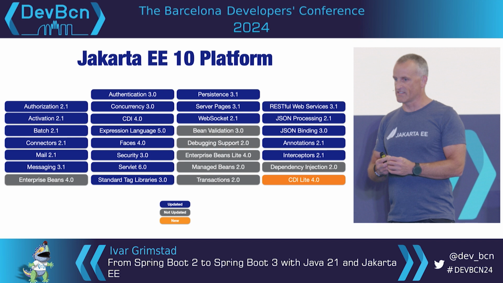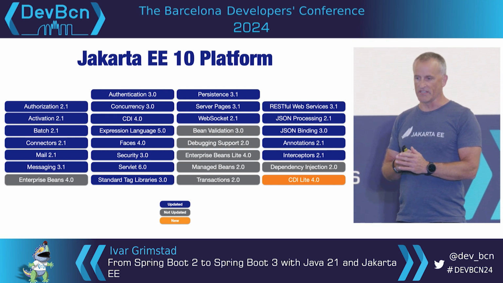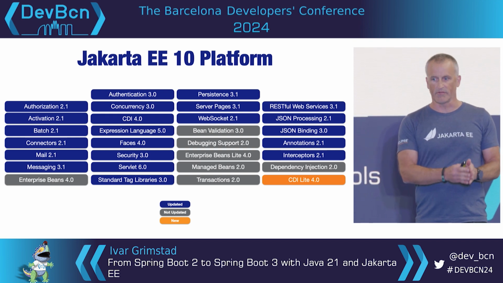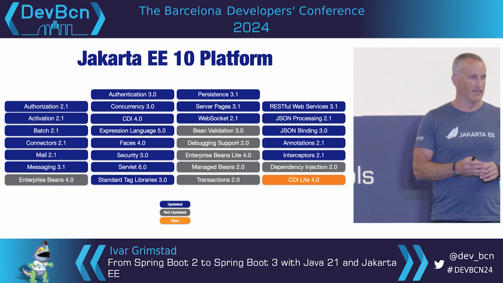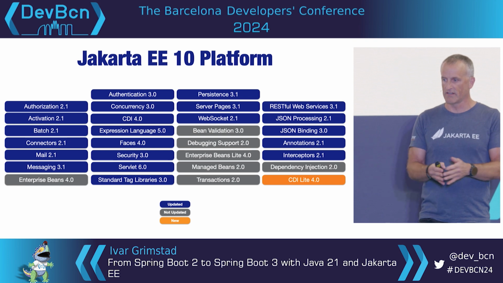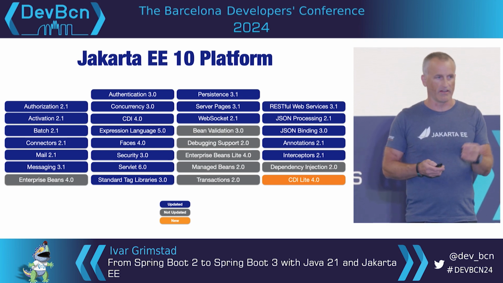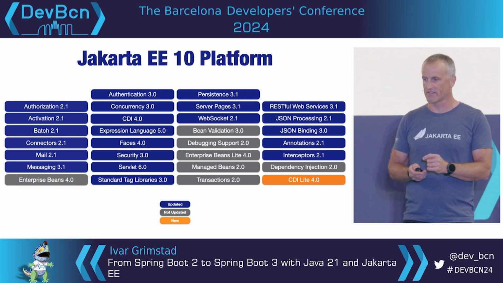And Jakarta EE 10 is about a lot of specifications, and all the blue ones here were updated from 9 to 10. And as you see, that's more than half of them. Some of them weren't updated, they're good as they are, and there is one new one down in the corner. I'll get back to that one in a minute.